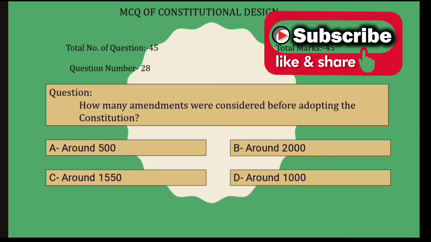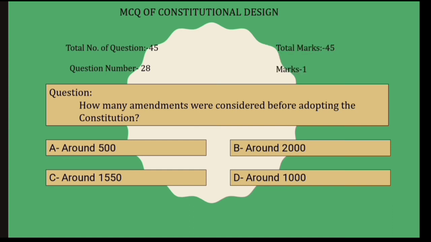Question 28. How many amendments were considered before adopting the Constitution? Option A. Around 500. B. Around 2000. C. Around 1550. D. Around 1000. Correct option is B. Around 2000.